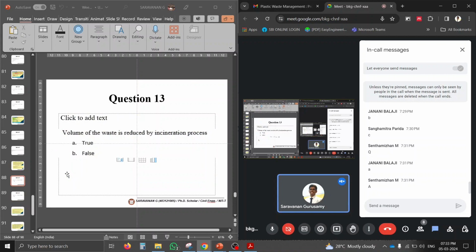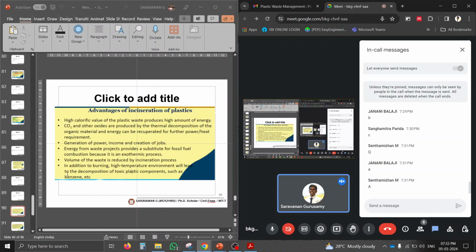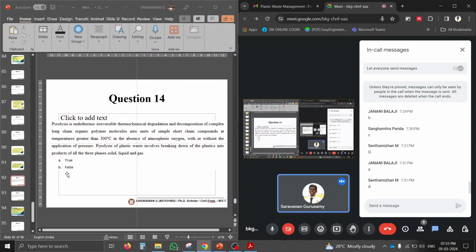The volume of waste is reduced by the incineration plant. That is true. Only 1% will be ash; the other 99% is combusted and recovered as energy. Here it's a tricky question. Pyrolysis is an endothermic process, irreversible thermochemical degradation. Kindly look into each and every word. Decomposition of complex long chain polymer molecules into simpler short chain compounds at a high temperature greater than 300 degrees Celsius in the absence of oxygen, with or without the application of pressure.